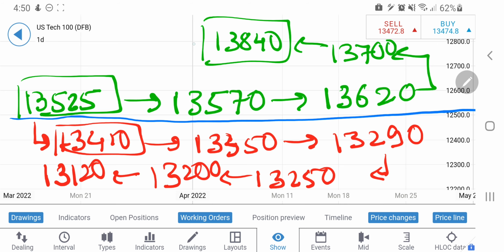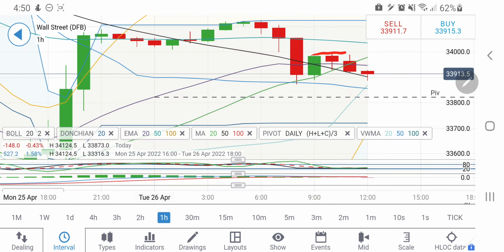Now let's look at US 30. See, US 30 on the hourly charts has a barrier at 34,000. It is trying to create a fall there, and probably we may see sharper red candles which may take it towards 33,820, 33,700 levels. Now this is what it appears on the hourly charts, but the hourly stochastic is near the bottom and MACD has just crossed for a sell here.